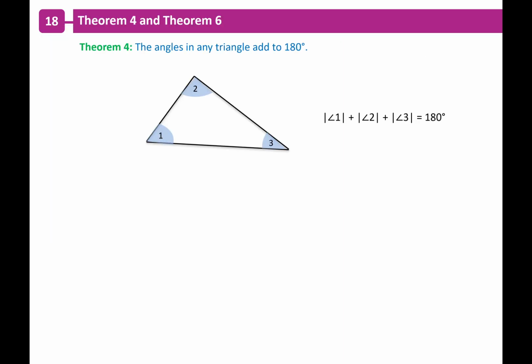Theorem 4 states that the angles in any triangle will add up to 180 degrees. This means that angle 1 plus angle 2 plus angle 3 is equal to 180 degrees. Please pause and take this down. Let's use Theorem 4, that the angles in a triangle add up to 180 degrees, to solve the following question.